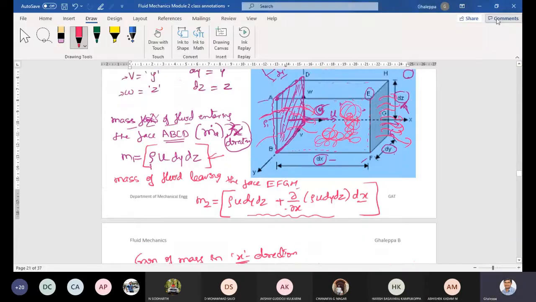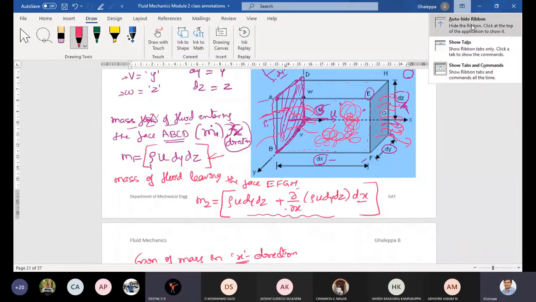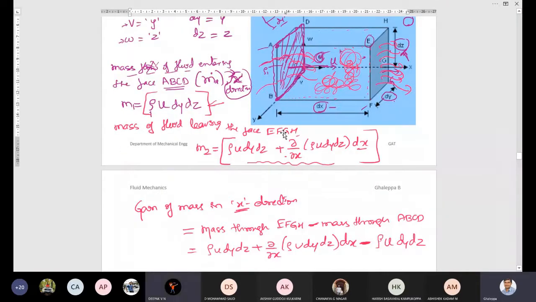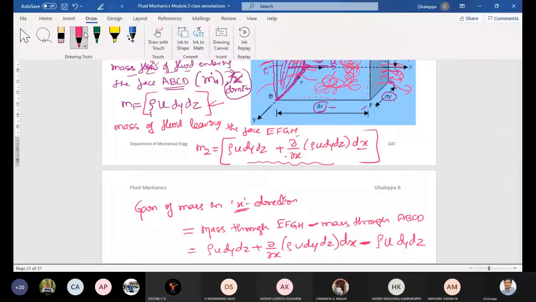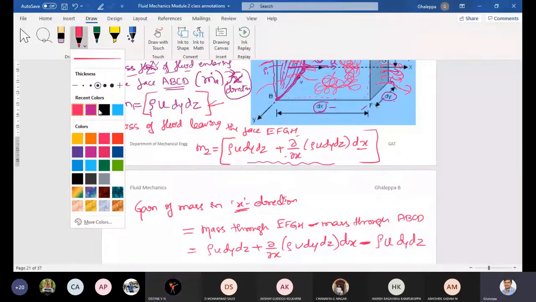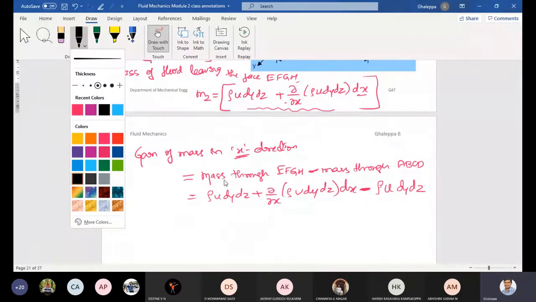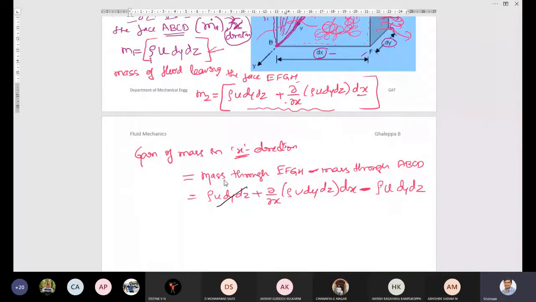Yes sir, the first two terms, first one and last one cancel. Yes, first one and last one cancel. We'll take a different color. Okay, next step. So this rho u dy dz and this rho u dy dz get cancelled. So what is the gain of mass in x direction? Gain of mass in x direction.